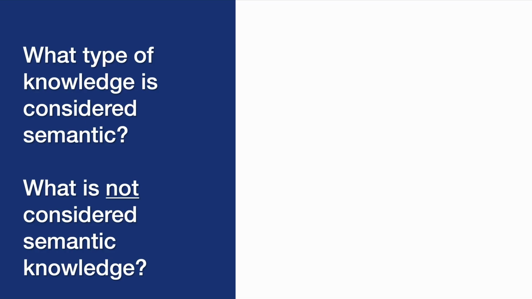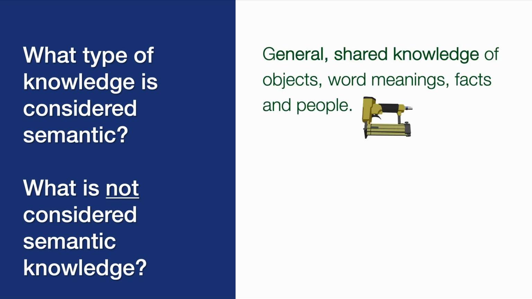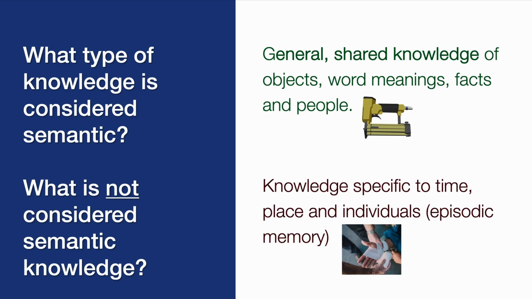All right, let's see what you've understood so far with some test questions. What type of knowledge is considered semantic and what is not considered semantic knowledge? General shared knowledge of objects, word meanings, facts, and people, that is semantic knowledge. And knowledge specific to time, place, and individuals is considered more episodic.